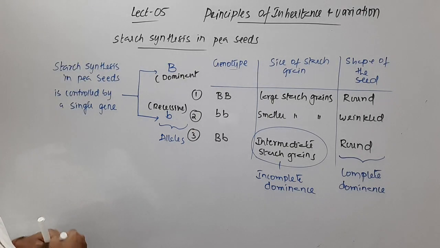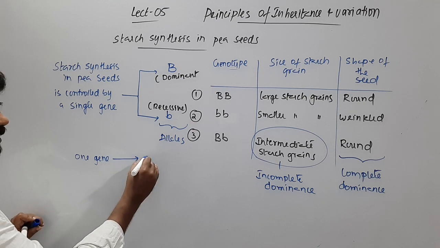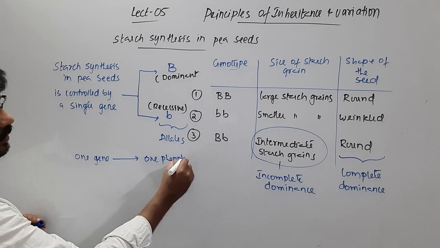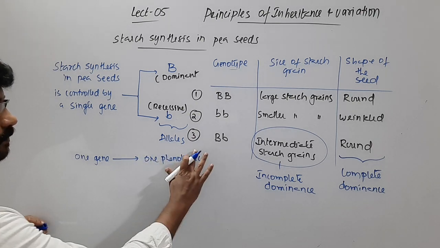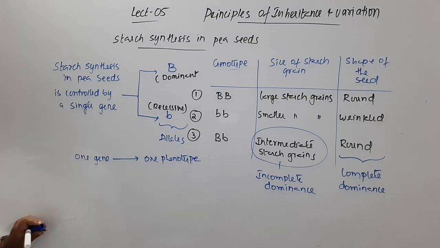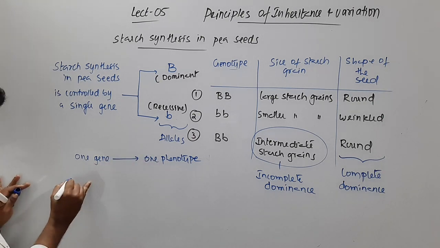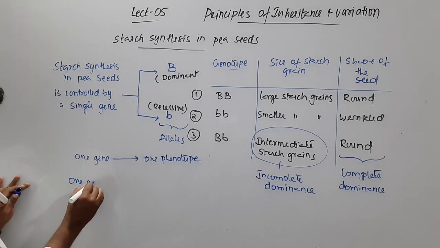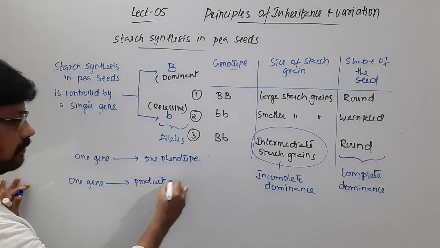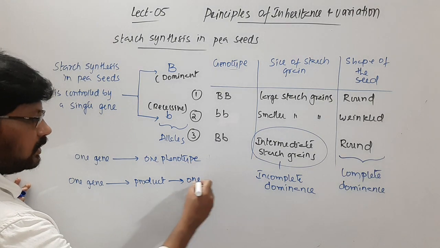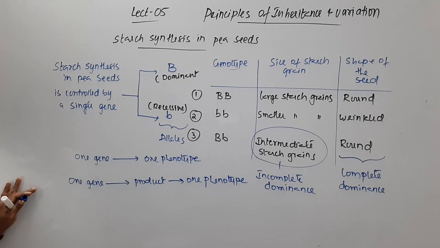So actually, one gene produces one phenotype. So one gene produces one phenotype. Let's say one gene produces a product, and that will be expressed as one phenotype.